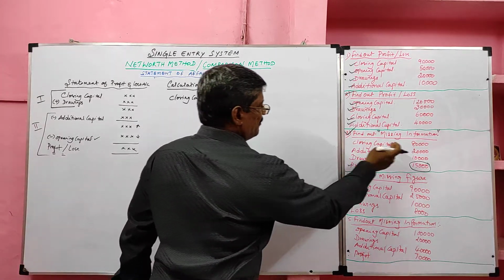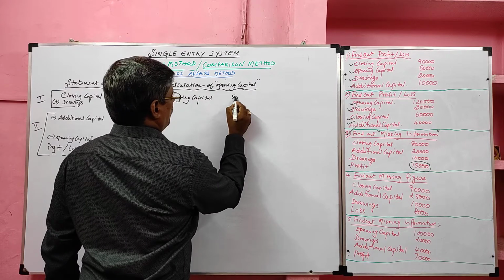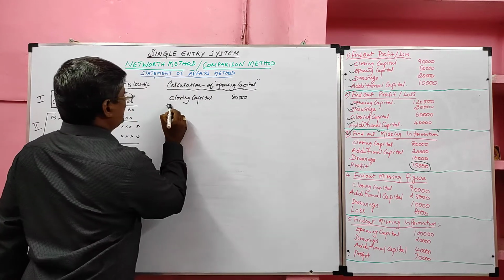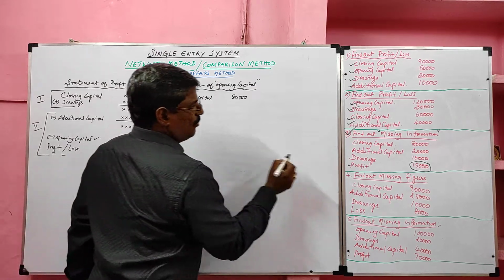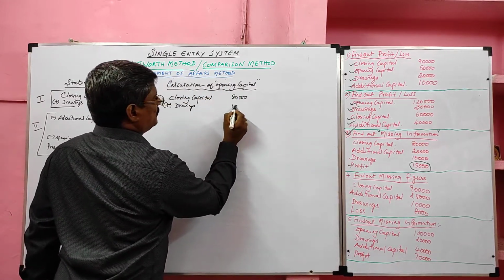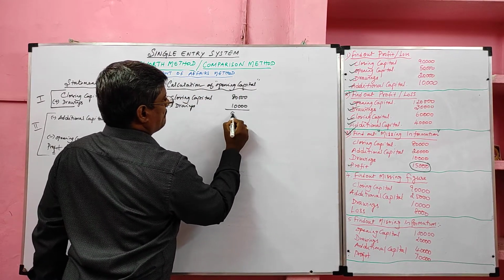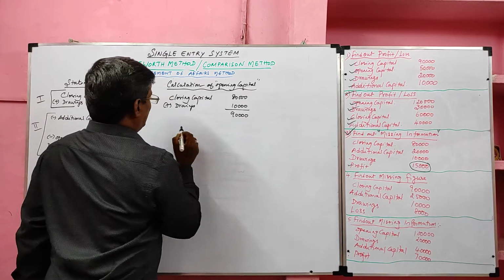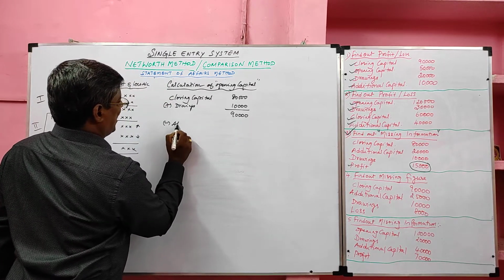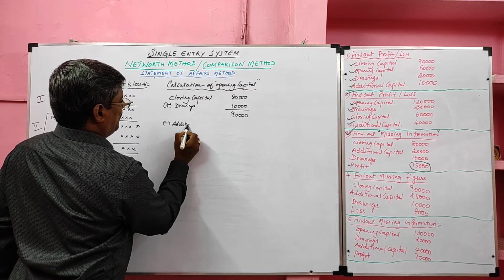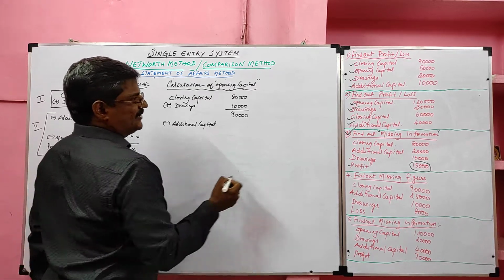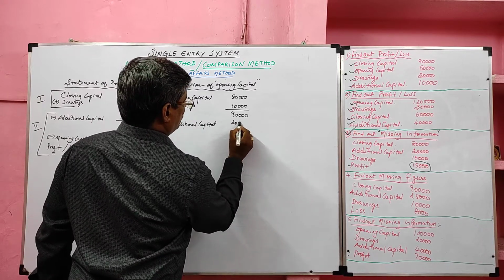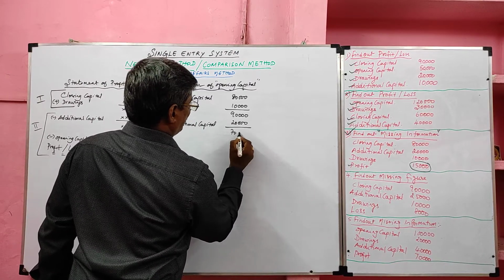So closing capital value is given how much? 80,000, plus drawings how much? 10,000. Then minus additional capital how much? 20,000. Balance 70,000.